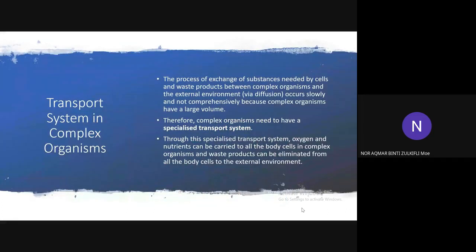The process of exchange of substances needed by cells and waste products between complex organisms and the external environment via diffusion occurs slowly and not comprehensively because complex organisms have a large volume. Therefore, complex organisms need to have a specialized transport system. Through this specialized transport system, oxygen and nutrients can be carried to all the body cells in complex organisms and waste products can be eliminated from all the body cells to the external environment.